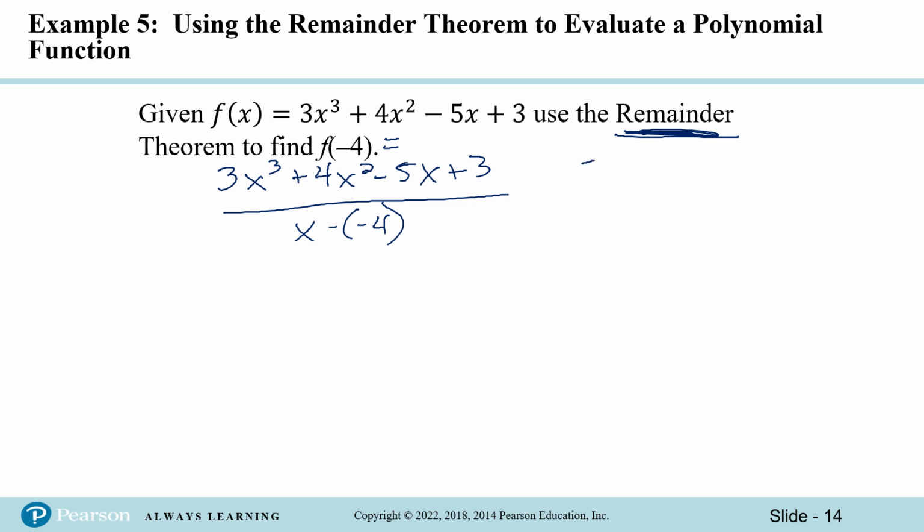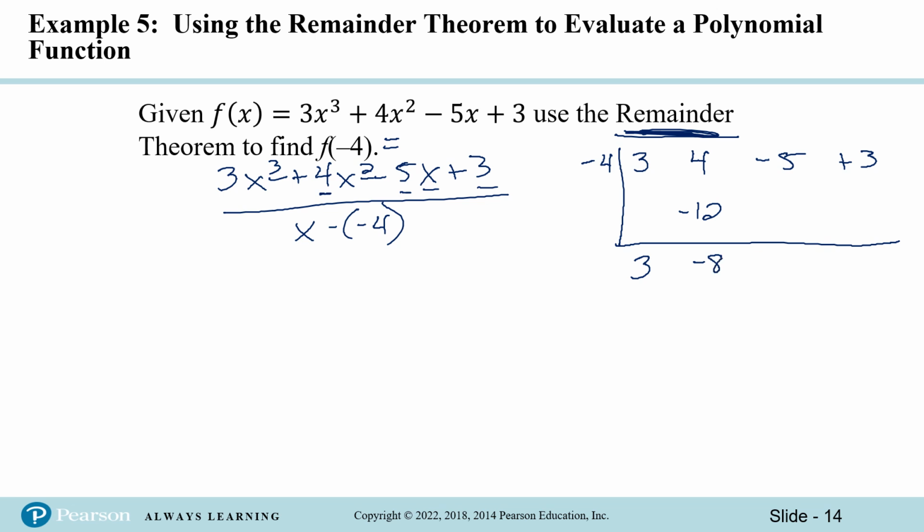So we're going to have negative 4 on the outside. We don't have any missing terms, so I don't need to add any zeros. This is to the third power. I do have a number for my x squared, I do have a coefficient for my x, and I do have a constant, so I don't need to worry about any missing terms, and they are already written in descending order. So I'm going to drop the 3, and then multiply, and then add, and then multiply, and then add.